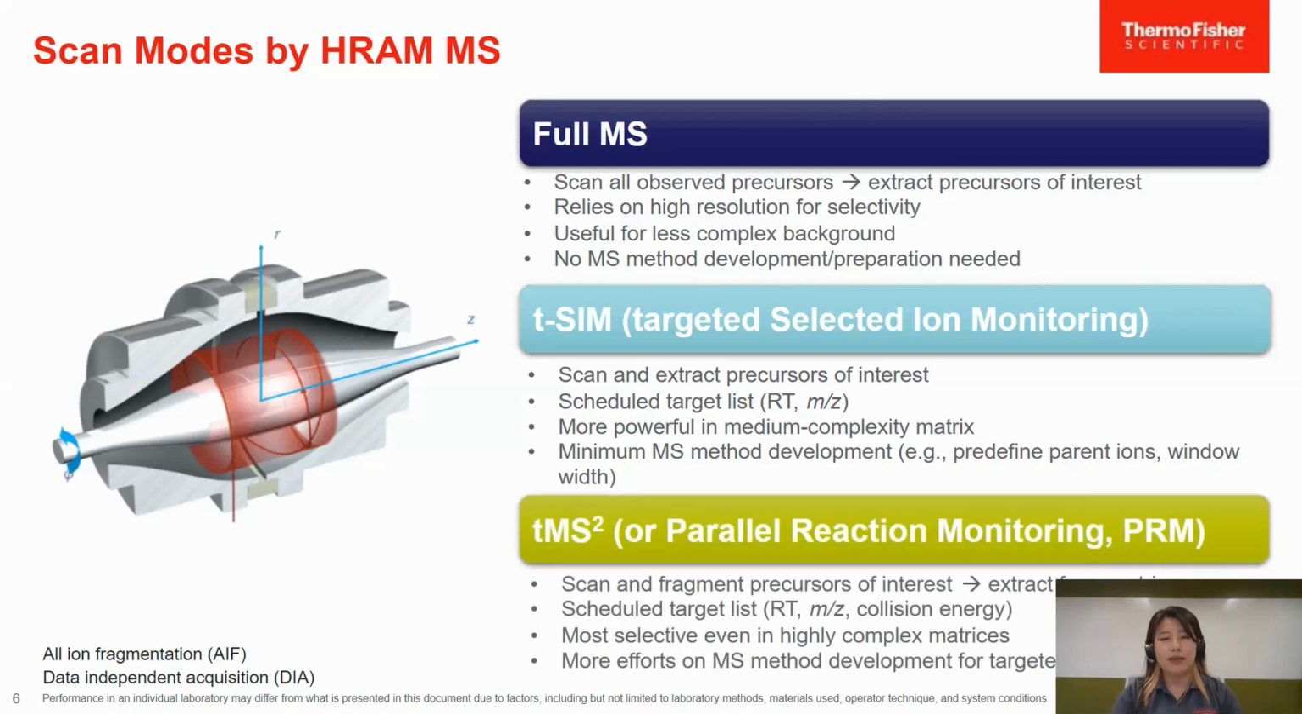The last type is tMS2, or parallel reaction monitoring (PRM). It's similar to tSIM, but additionally it fragments your precursor ions. So with the m/z values and the retention time, you also need a collision energy to fragment your precursor ions. You can then use those fragment ions for your targeted quantitation. This is the most selective method, even in highly complex matrices, and of course you need more effort before you run the tMS2 method.